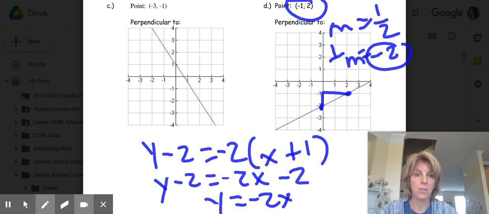So if we didn't match, do you see where you made your error? That's where the growth comes in, where you can find your error and look back from it. All right, and that's it. That's the last lesson of this unit.